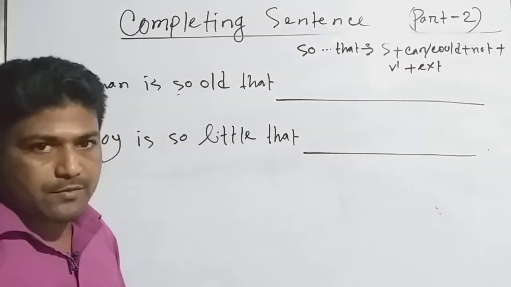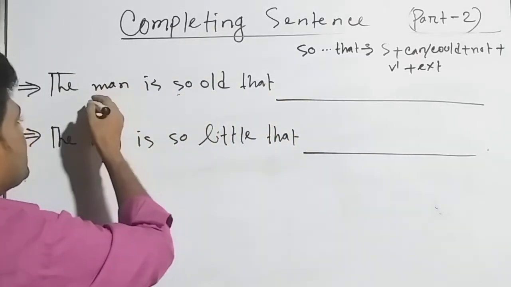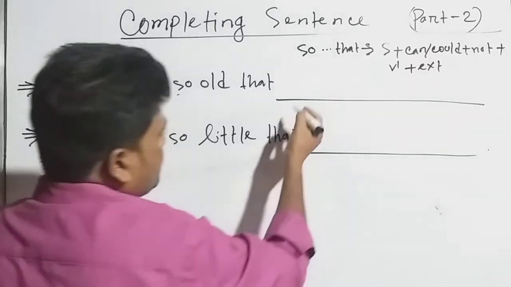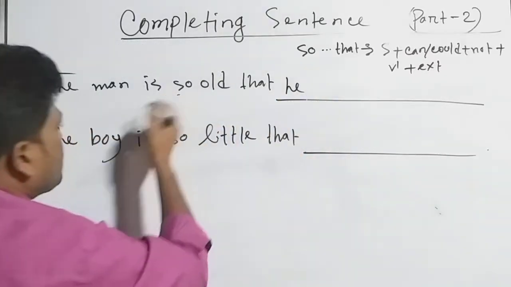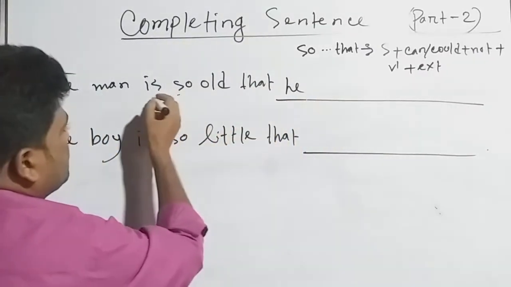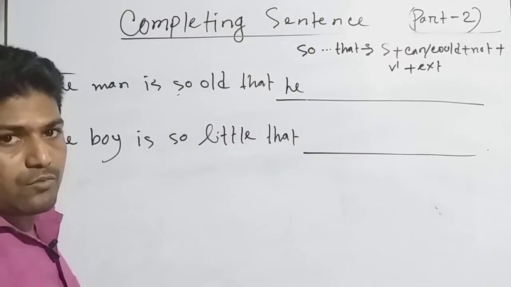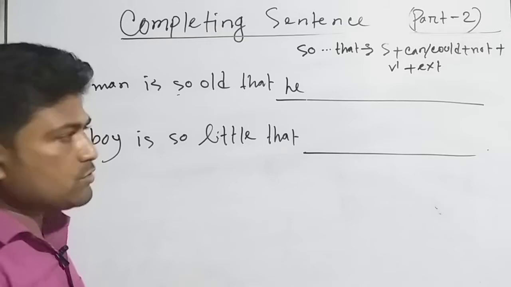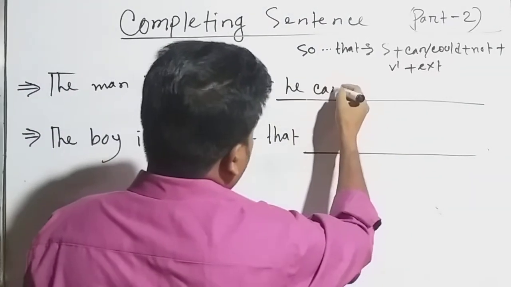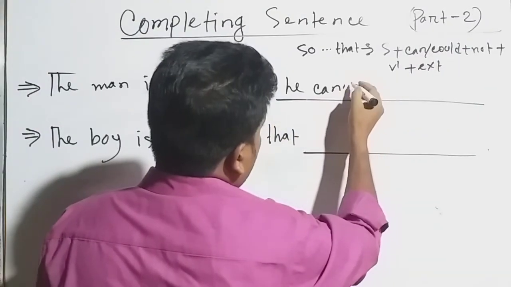Okay, the man is so old that. How can we complete this type of incomplete sentence? First we have to use a subject. Which subject? The first subject. The first subject is man, so we use the pronoun form of the man as a subject. What is the pronoun form of man? He. Then can or could: we can use here can, because the verb is present form. If the verb is past form, then we will use could. So we see that it is present form, so we can use can. And then you have to add not.